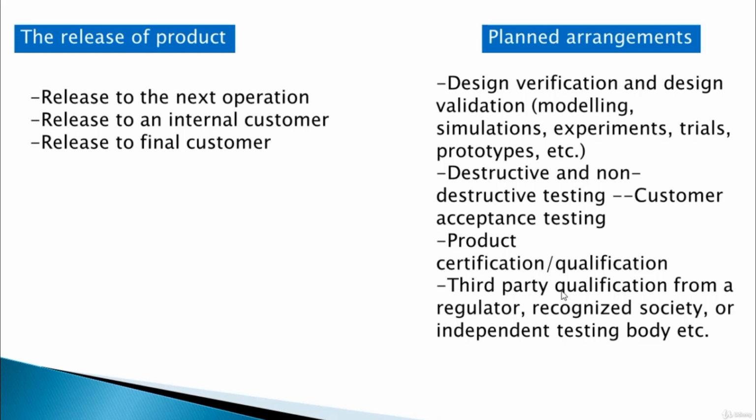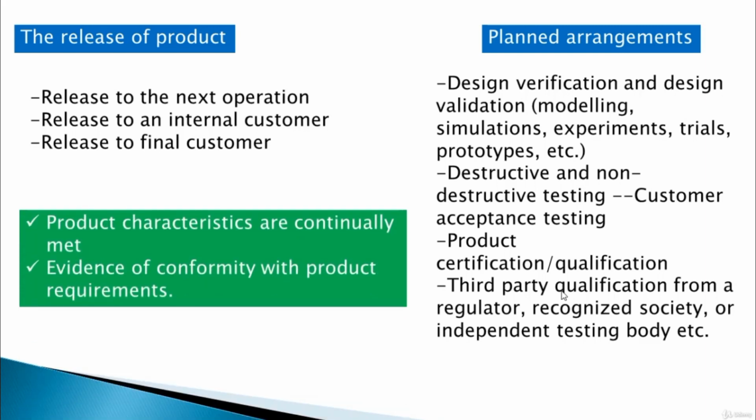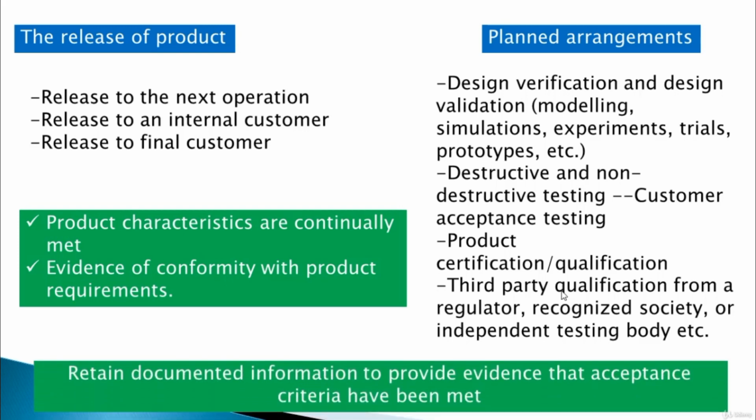Now, when we say the release of a product, we're talking about the release to the next operation, and then the release to an internal customer until the release to a final customer. Now, the organization must monitor and measure product characteristics to ensure that they're able to demonstrate product characteristics are continually met and to demonstrate the evidence of conformity with product requirements. The organization also needs to retain documented information to provide evidence that acceptance criteria have been met.